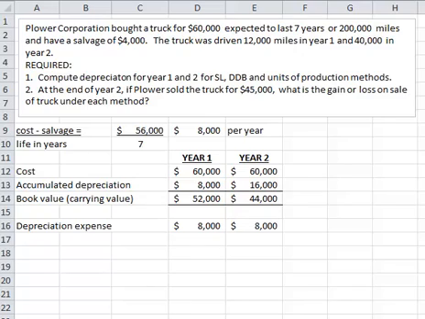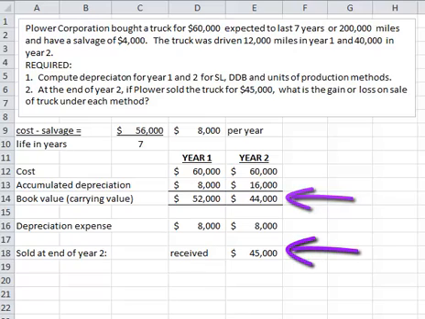So the second question was, at the end of year 2, if Plower sold the truck for $45,000, what's the gain or loss on sale? What do you think? So what would we compare? We would compare the 44 to the 45, and that difference is $1,000 in our favor, right? We got 45 and gave up 44. That gives us $1,000 gain.